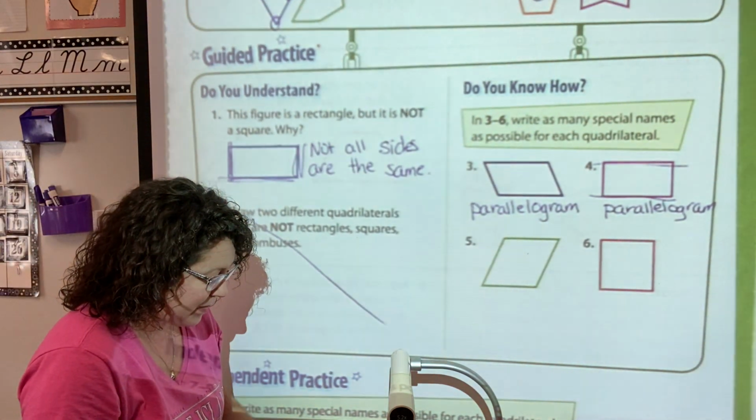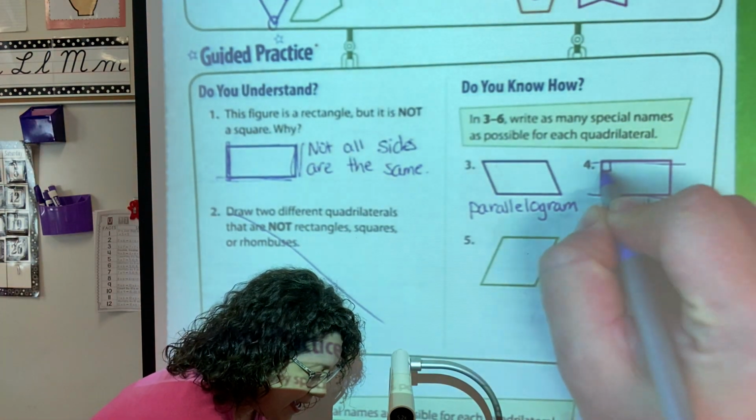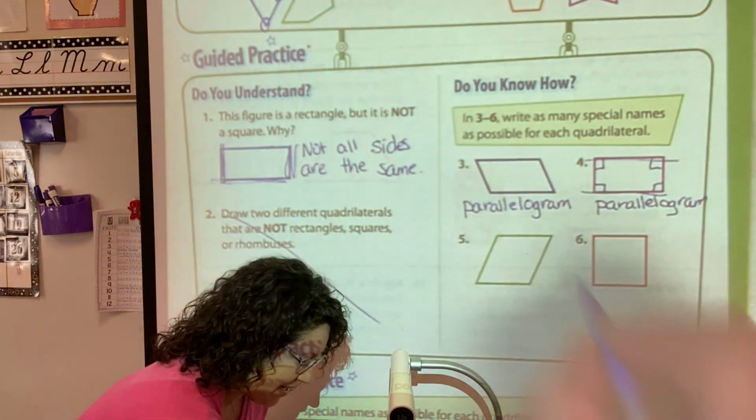But does it have 4 right angles? It does have 4 square corners, so it is also a rectangle.